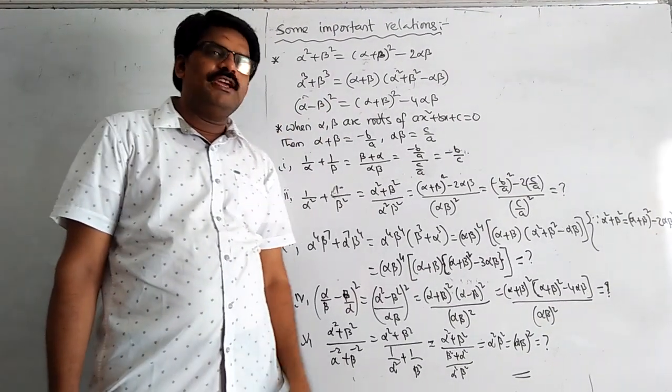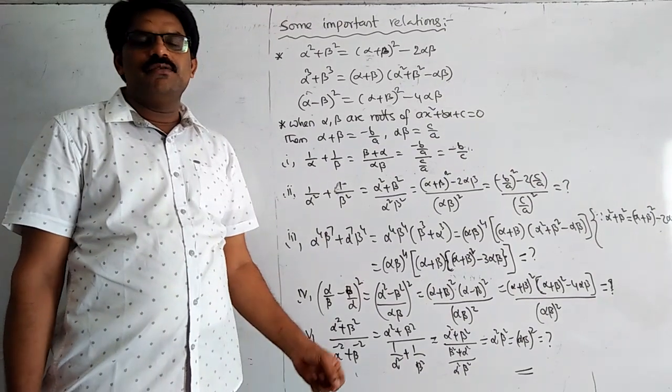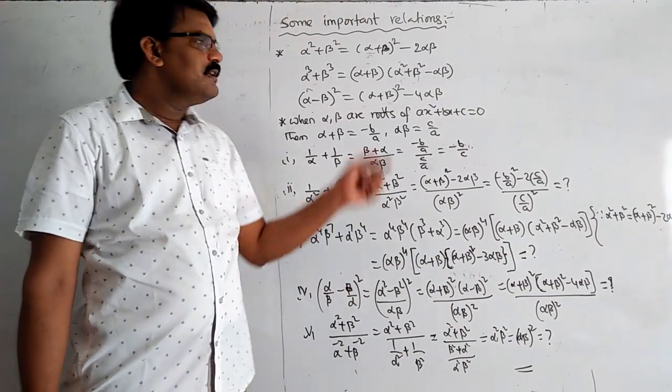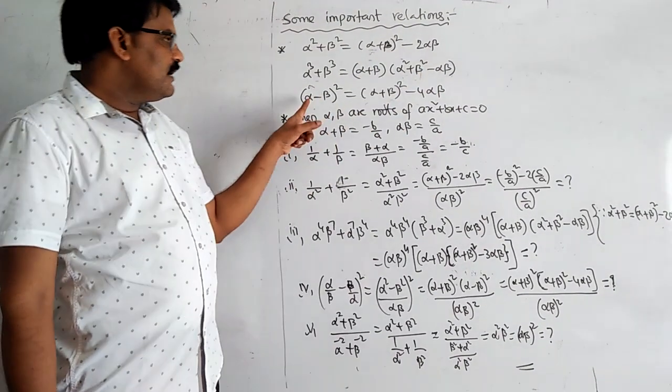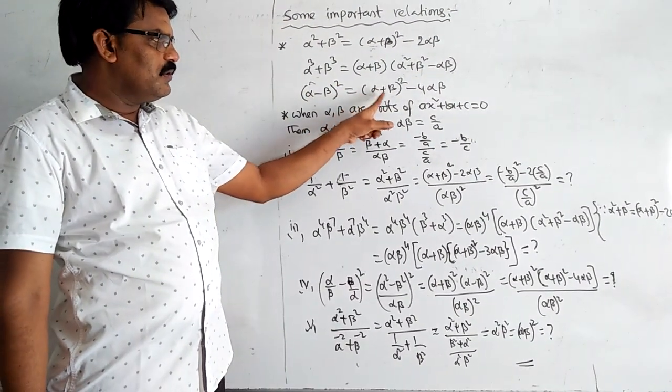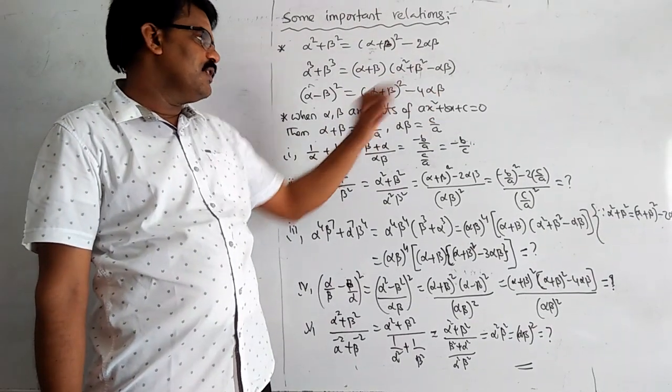Alpha cube plus beta cube: simply, you know that a cube plus b cube is a plus b into a square minus ab plus b square. Similarly, alpha plus beta into alpha square plus beta square minus alpha beta. A minus b whole square is equal to a plus b whole square minus 4ab.